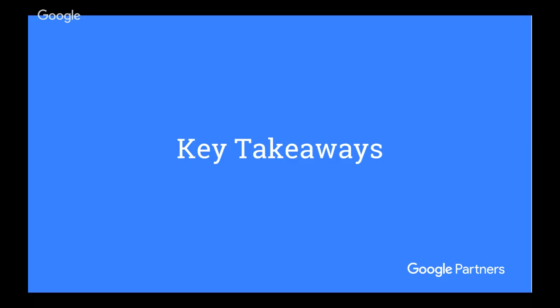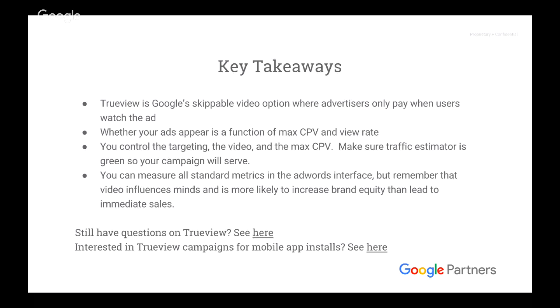What should you take away? TrueView is Google's skippable video option where advertisers only pay when users actually watch the ad. Whether your ad appears is a function of max cost per view and view rate, and you control the targeting of the video and the max cost per view. Always make sure the traffic estimator is green so the campaign actually serves. And if it's not, adjust one of these factors.